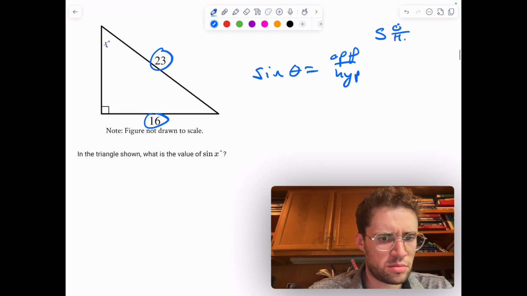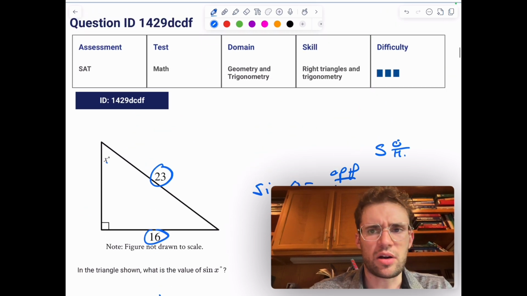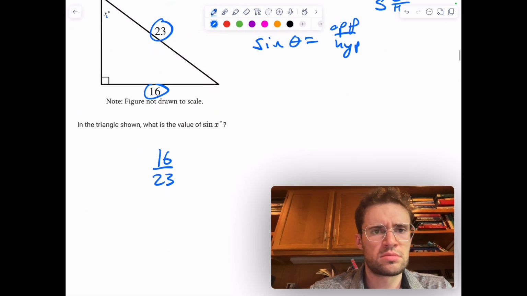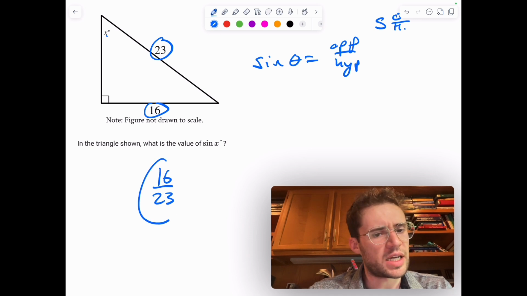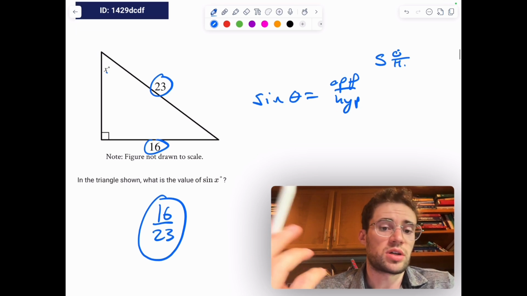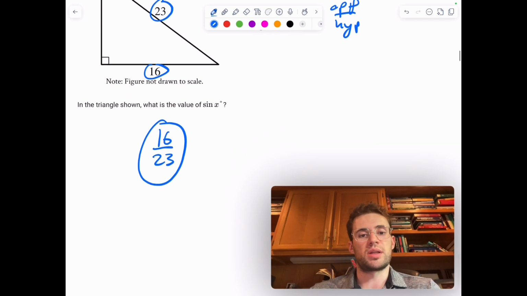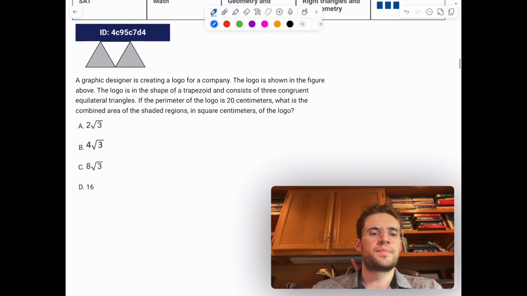So is that all there is to it? 16 over 23. I'm not sure why this one's in the hard section. That's odd. Maybe because the other ones, they would say like what's sine of A, and it would actually be talking about the side, but x degrees. Yeah, it doesn't matter how much you scale up the triangle. If it's x degrees there, it would be the same thing. All right, so 16 over 23.